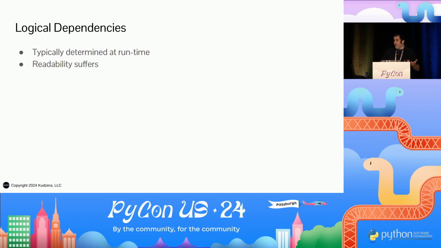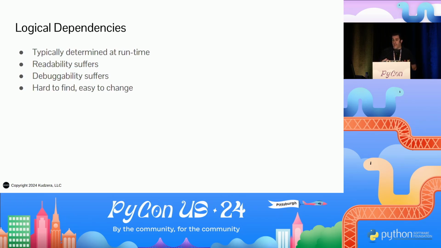And when readability suffers, debuggability suffers. Great, I'm making an HTTP request. I have a debugger up. How am I going to debug the computer that's serving that request? Do I have access to that? Is it in production? You're going to see debuggability suffer when you have a logical dependency.